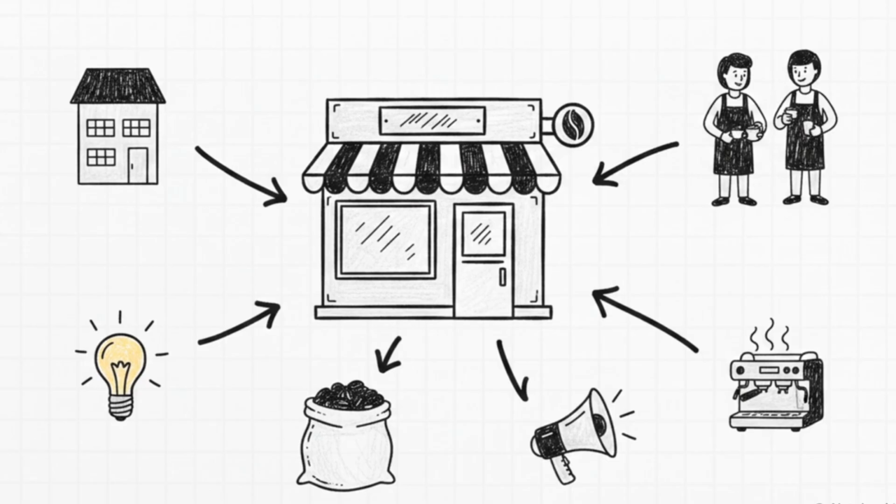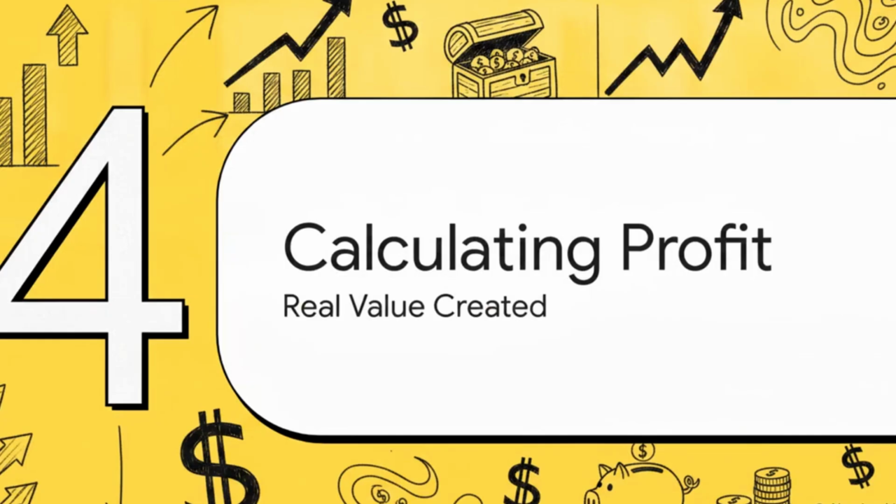And in the real world, stuff breaks. The fridge stops working, milk spoils, a barista works overtime. Expenses can pile up incredibly fast, often way faster than revenue. Now for step 3, calculating profit, the real value created.